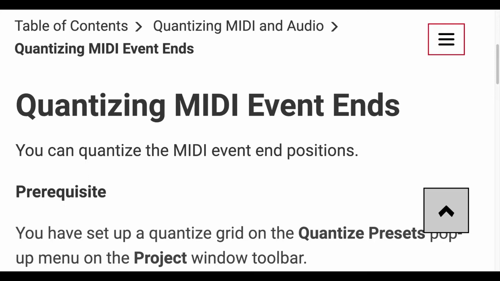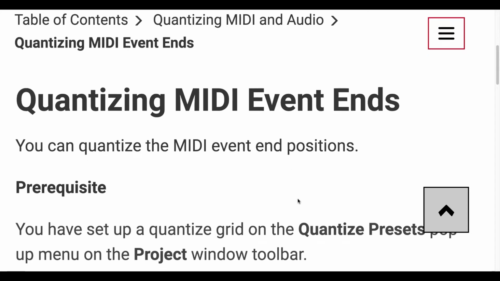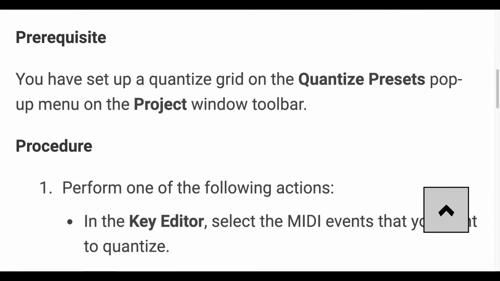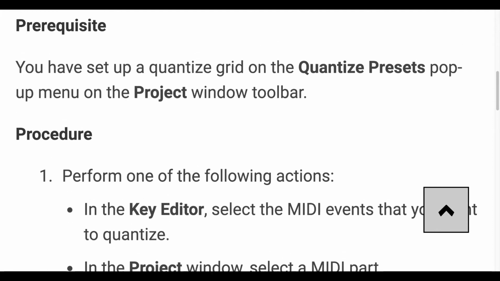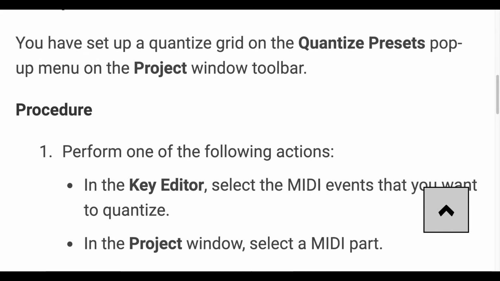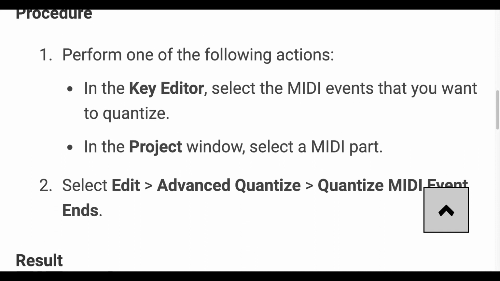And we start lesson 22. Quantizing MIDI event ends. You can quantize the MIDI event end positions. Prerequisite. You have set up a quantize grid on the Quantize Presets pop-up menu on the project window toolbar. Procedure. Perform one of the following actions.